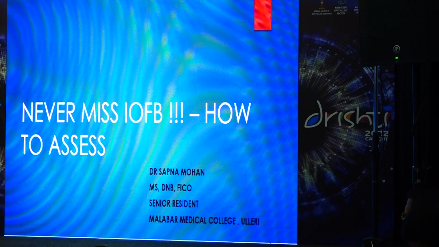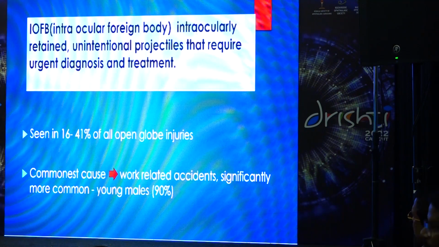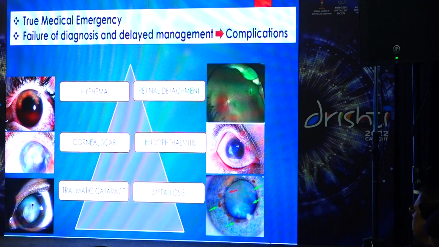Today I'm going to talk about how to look for an intraocular foreign body. So an intraocular foreign body is typically defined as an intraocularly retained unintentional projectile that requires urgent diagnosis and treatment. It is seen in up to 16 to 41% of all open globe injuries, the commonest cause being work-related trauma, and it typically affects young males. So it's a true medical emergency.